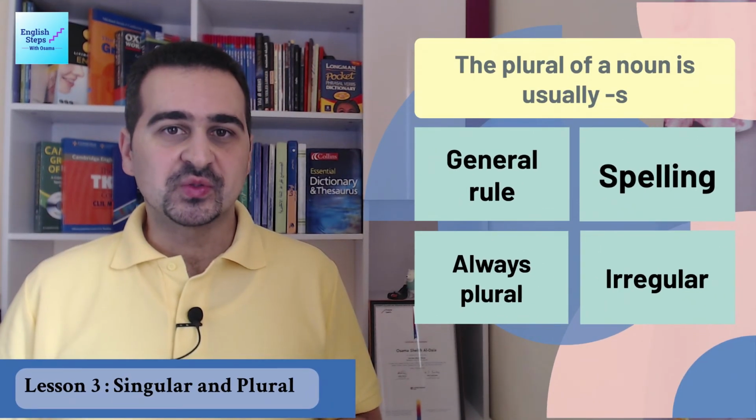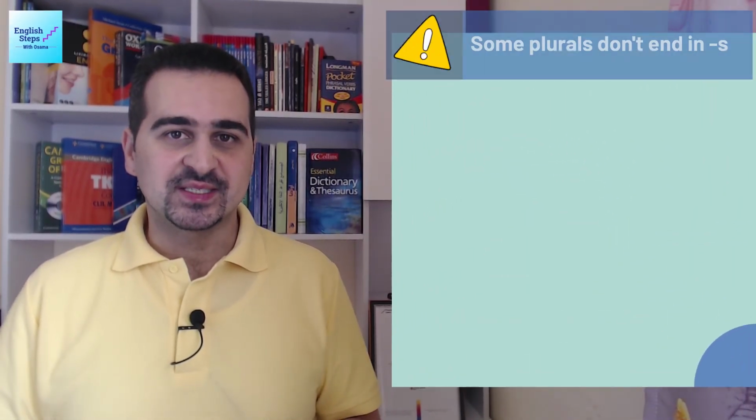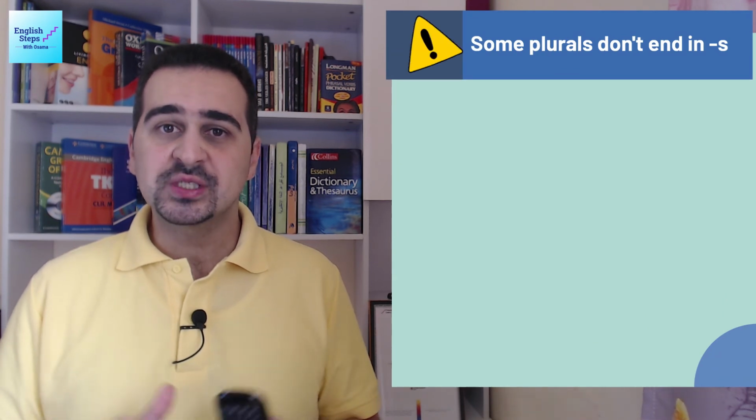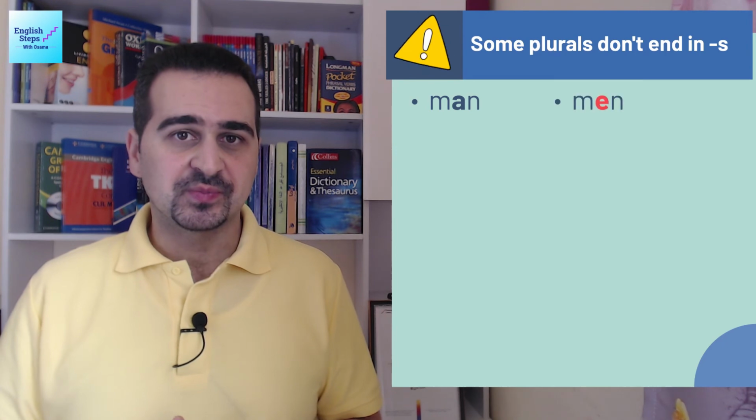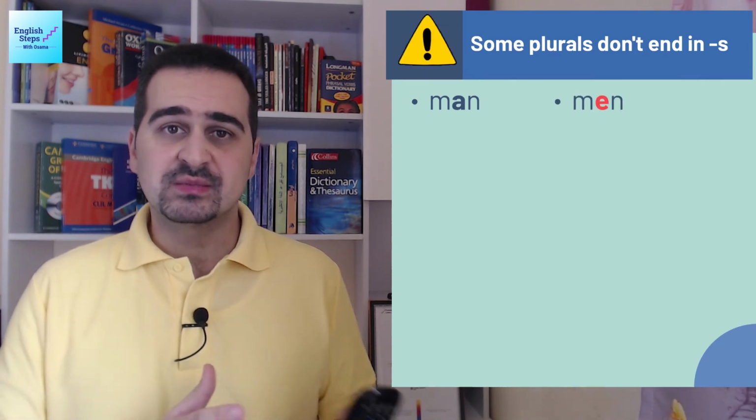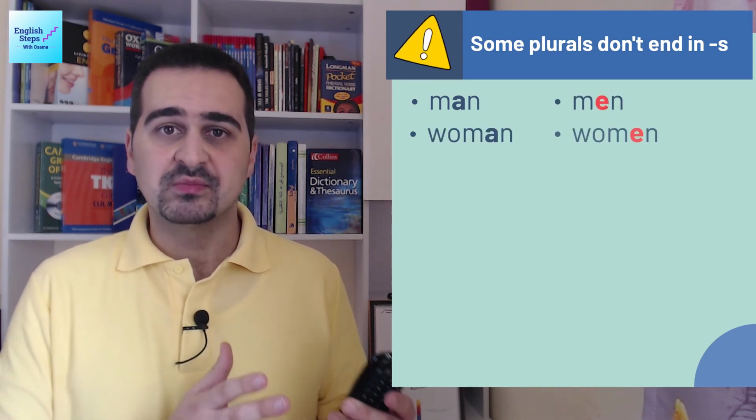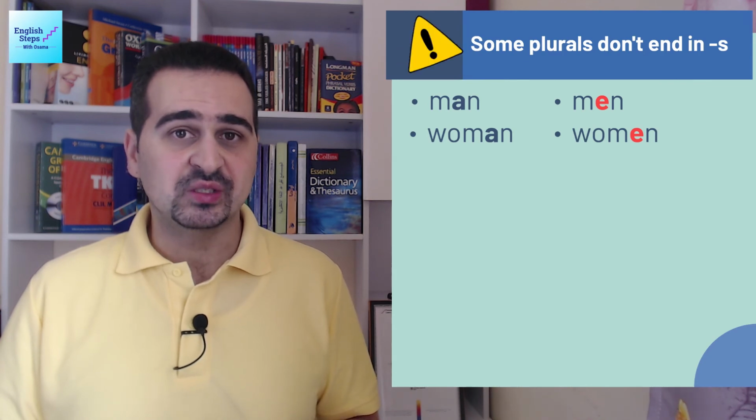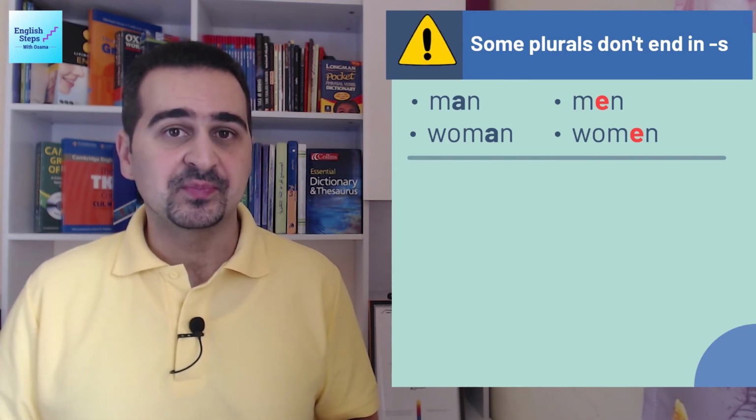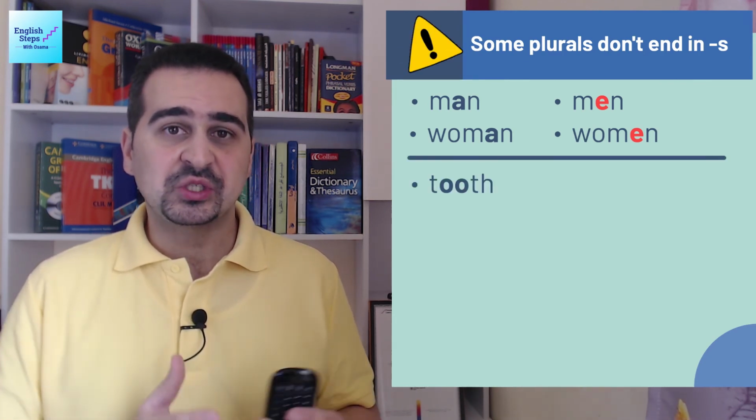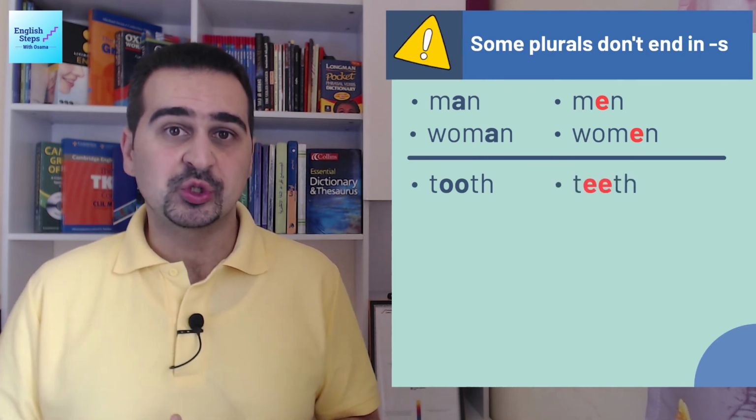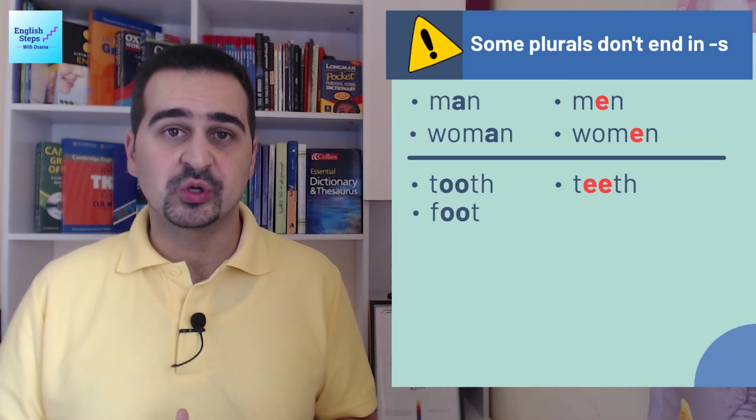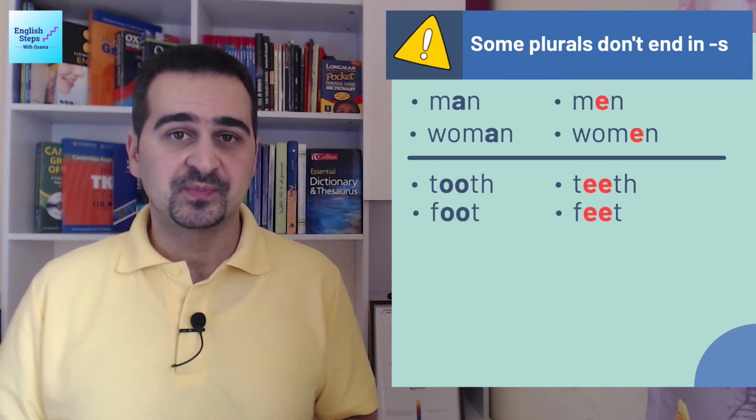Now, the last thing for today's lesson is about irregular cases. Some plurals do not end in S. We change something in the word. For example, man becomes men, woman becomes women. We just change the letter A into E. Sometimes we change the letters O into E, like the word tooth becomes teeth, the word foot becomes feet.